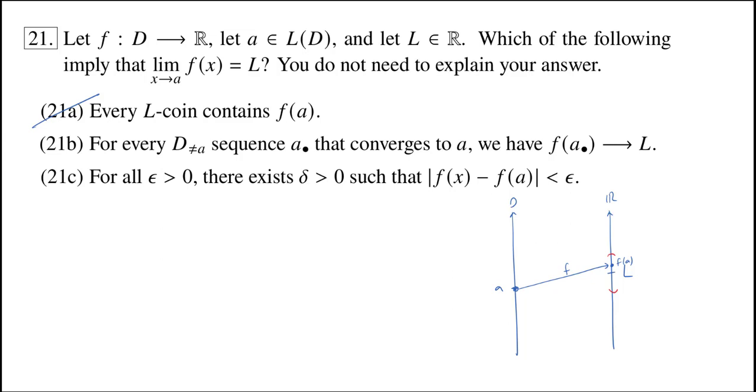All right, 21B. For every D-minus-A sequence that converges to A, and we'll put a little hyphen in there, for every sequence, right, which is in D but doesn't have points equal to A, that converges to A, we have f of the sequence converges to L. So this is exactly what we called our sequential characterization of functional limits. So this absolutely works, right? This is the sequential characterization of functional limits.